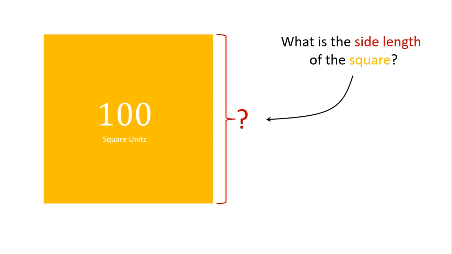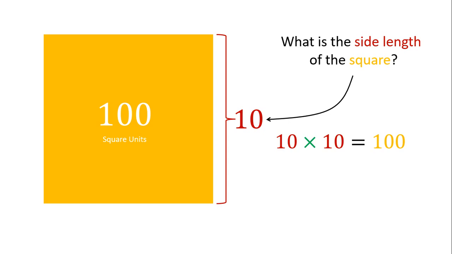Let's say we have a square of area 100 square units. What is the side length of this square? Well, it is very easy to answer. The side length is 10 because we know that 10 times 10 equals 100.